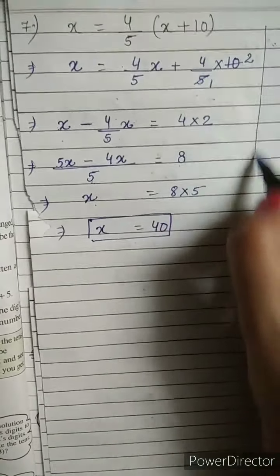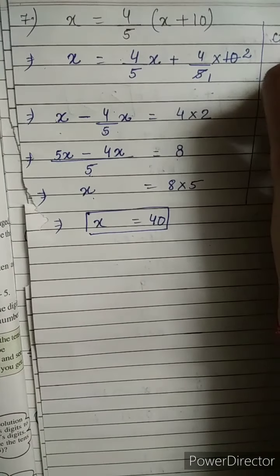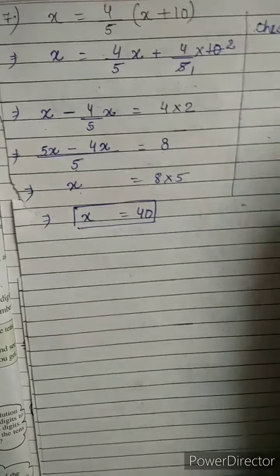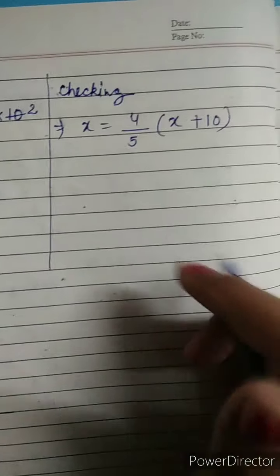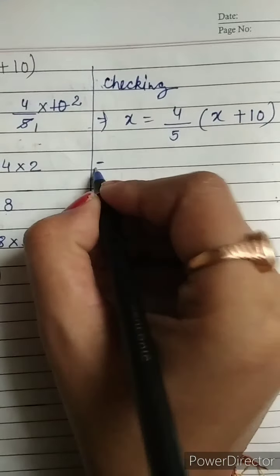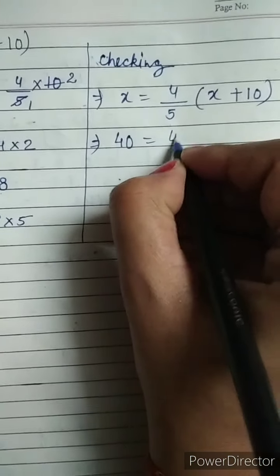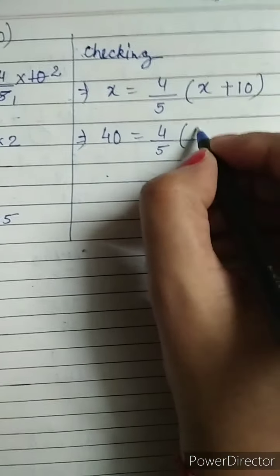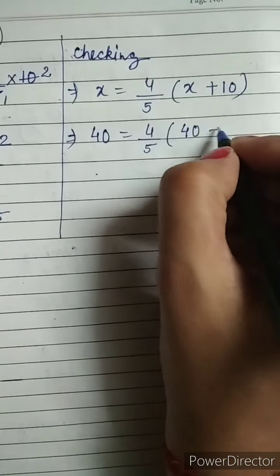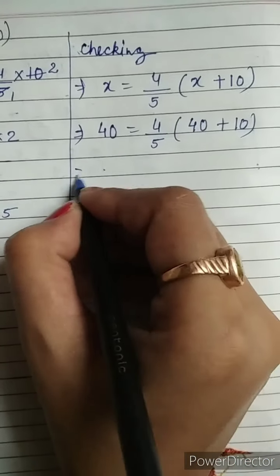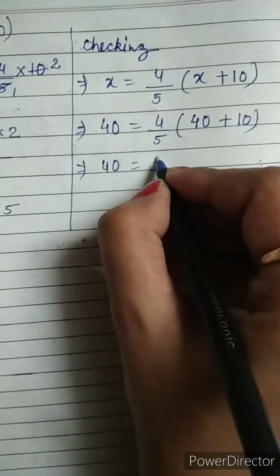So now it's time to check our answer. For doing the checking, firstly we have to write the question. Now we already taken the x value as 40, so on the place of x we have to write their value, that is 40. Here as it is, on the place of x 40 plus 10. Here 40 as it is, 4 by 5.